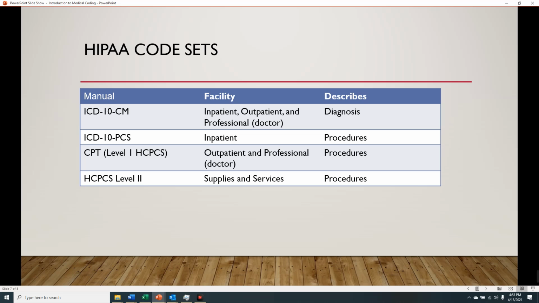Now, the procedures are a little bit different. If you are doing what's called professional coding, which is the physician's services, then you're going to use these bottom two, our CPT and our HCPCS Level 2, primarily CPT for procedures. If you're coding for facility or hospital or inpatient, then you're going to use the ICD-10-PCS for procedures.